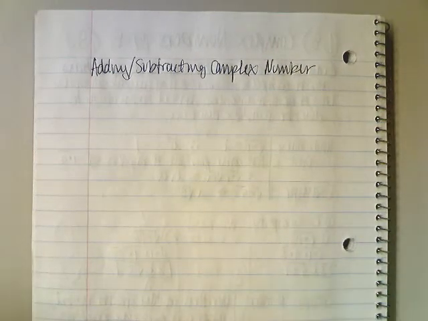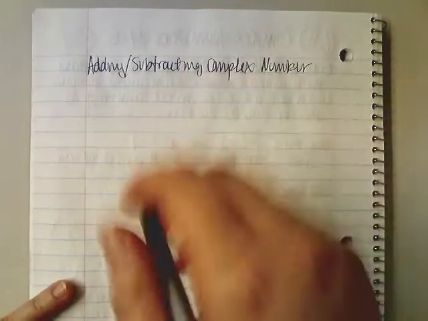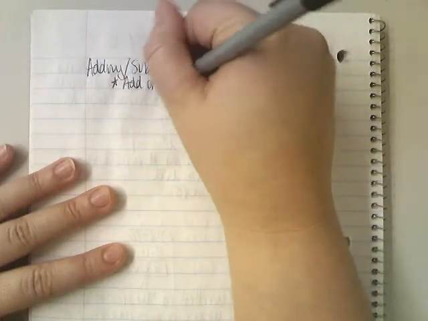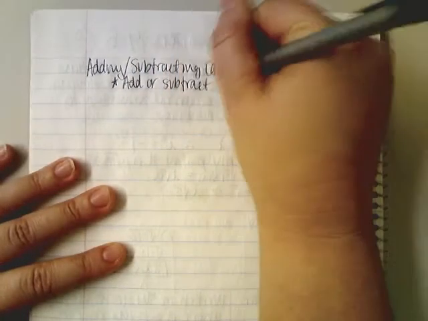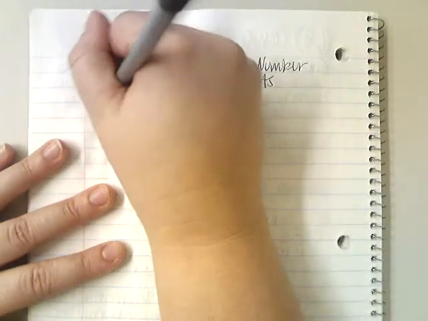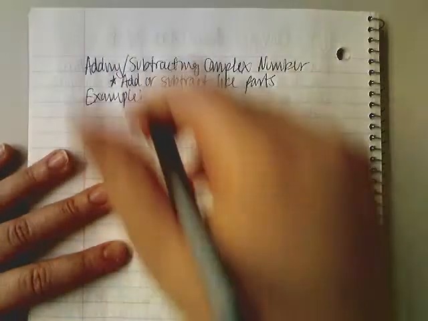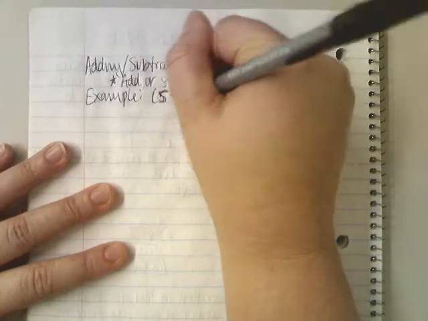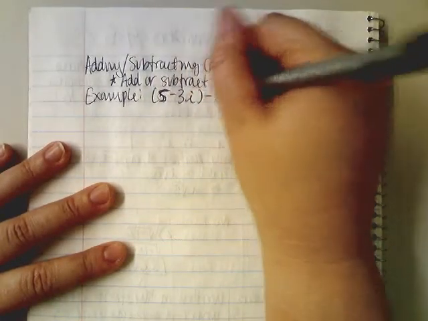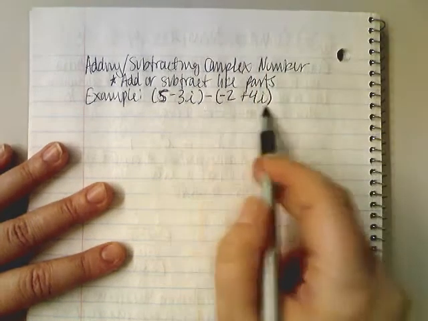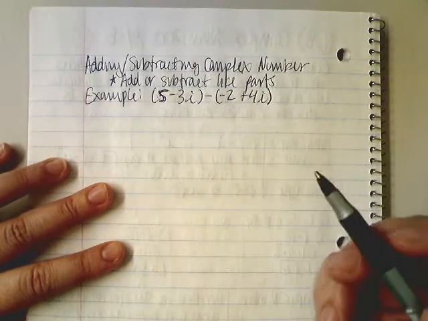So we treat our i kind of like a variable, so you can only combine it with like terms. So I'm going to put a little star here. So you're going to add or subtract like parts. And our example, I'm not going to go through all the steps because I think you guys will be able to follow along, but I want us to subtract 5 minus 3i minus negative 2 plus 4i. So I'm adding or subtracting these two complex numbers.